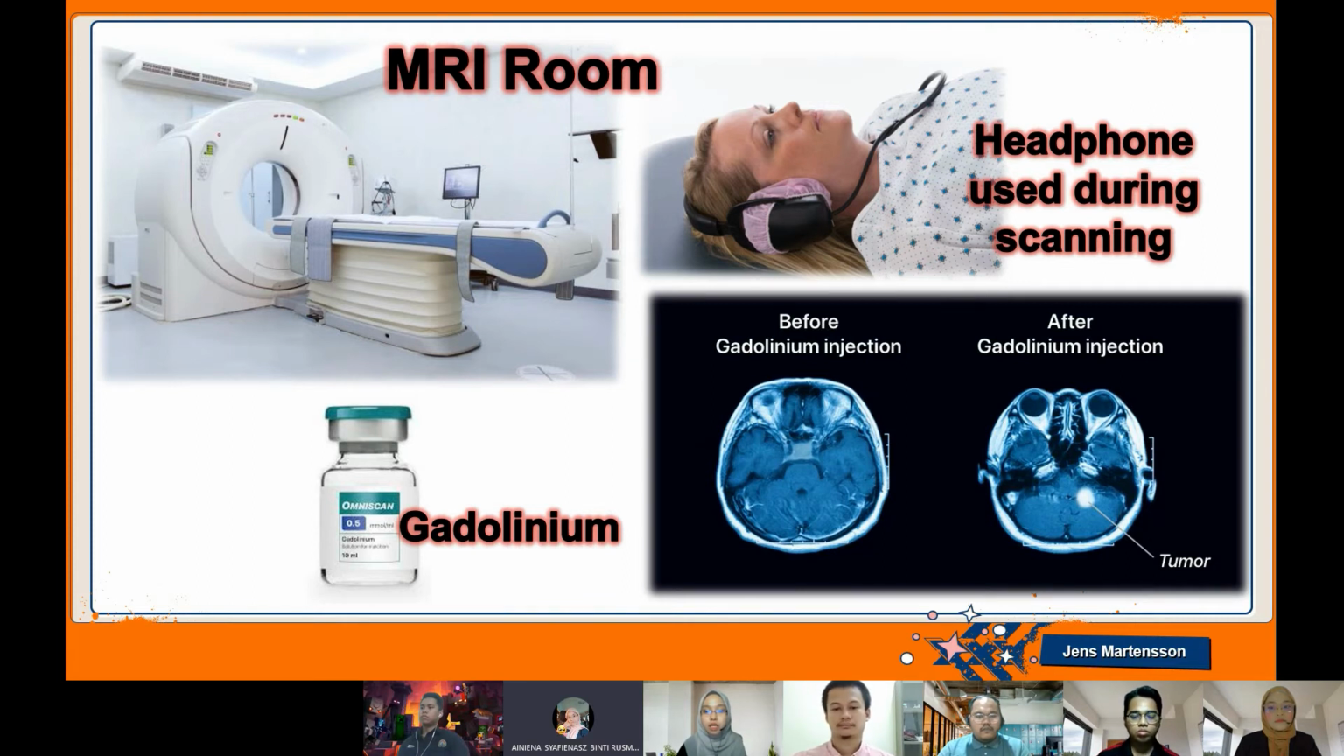Once the entire MRI examination is complete, the images will be reviewed by a radiologist, a physician who has been specially trained to interpret the scan for your doctor.